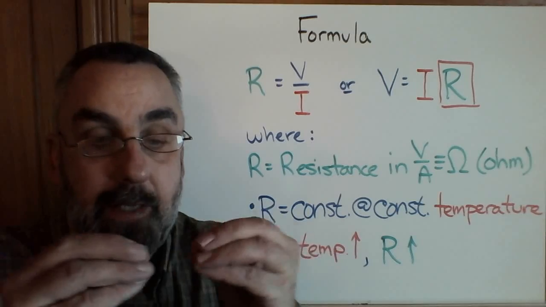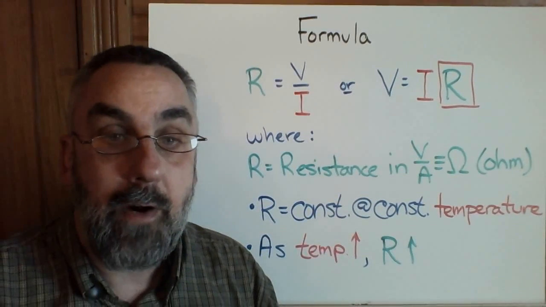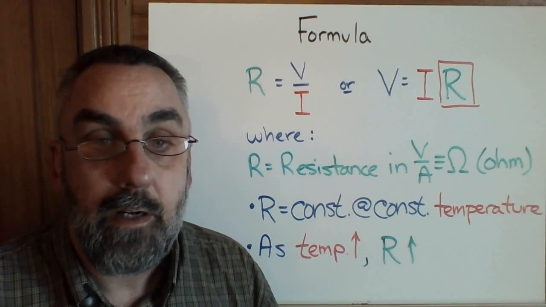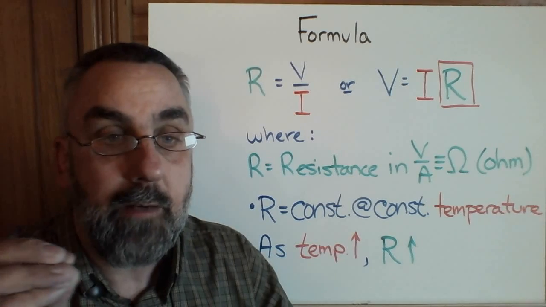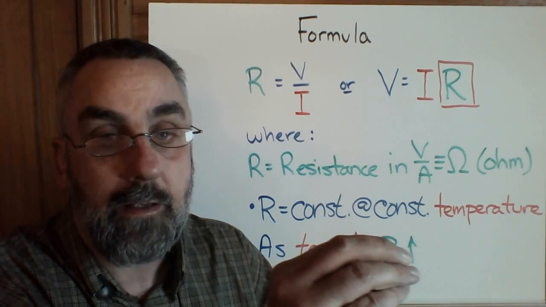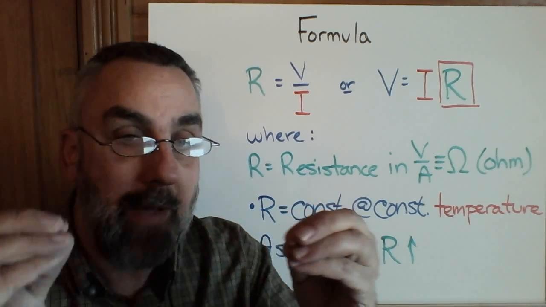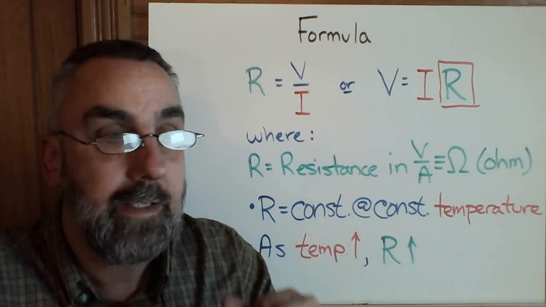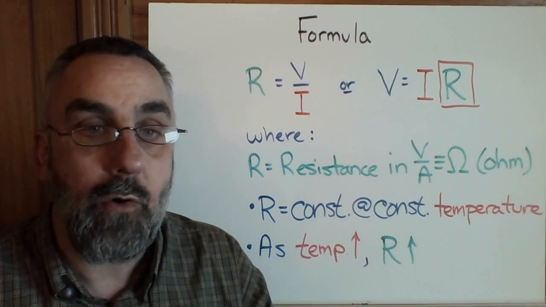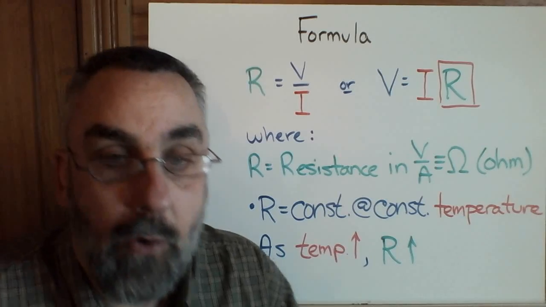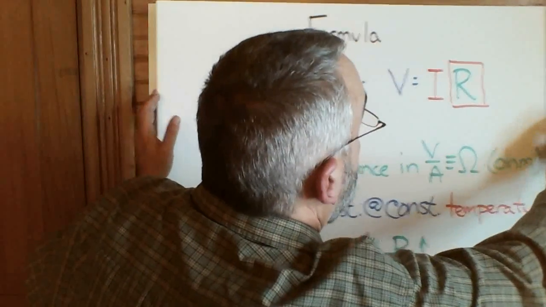Now, atoms and molecules are always vibrating, and as temperature increases, the amplitude of vibration gets larger and larger. As the atoms and molecules vibrate more, it makes it more difficult for the electrons to find a clear path to go through that circuit. What happens is they hit something and they bounce back a little bit, and then they go forward and they hit something else. So as temperature increases, the atoms and molecules are vibrating more, and that makes it more difficult for the electrons to flow through that circuit.